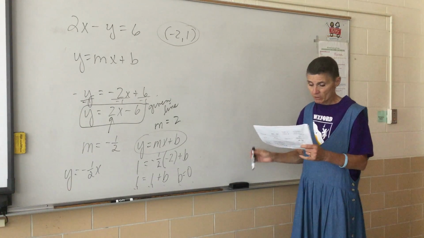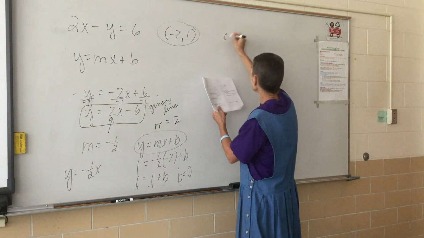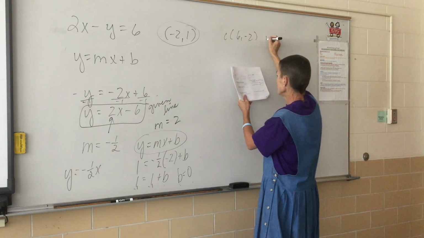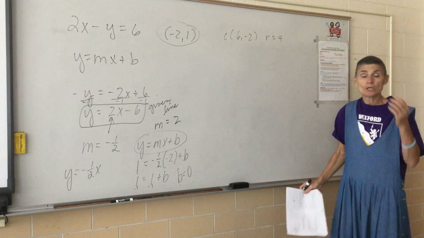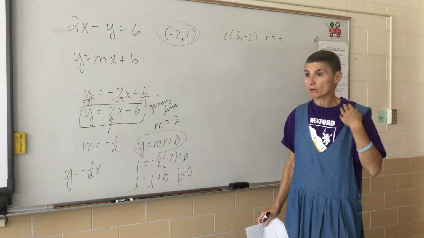All right, number 7. Oh, this is an easy one. We've got a center at (6, -2) and a radius of 4. And it says write the equation of the circle. You don't even show any work for this one. There's no work to show.